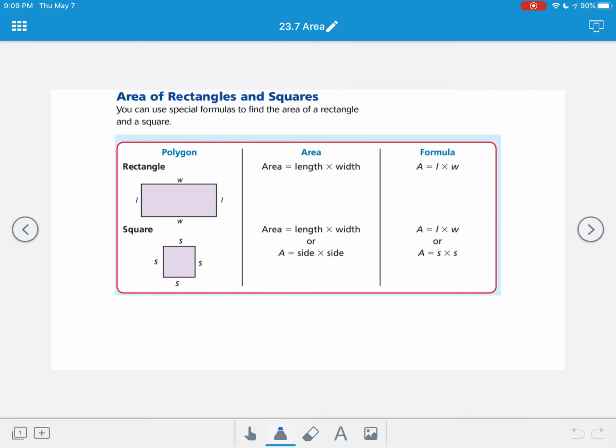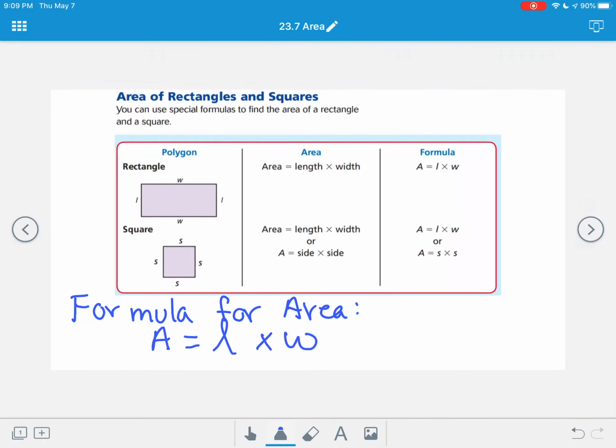The formula for area, we'll write this down in your journal so you can write down formula for area. The formula for an area of a square or rectangle is A equals length times width. So all you need to know in order to solve the area of a rectangle or a square is the side lengths of the wide side and the long side.